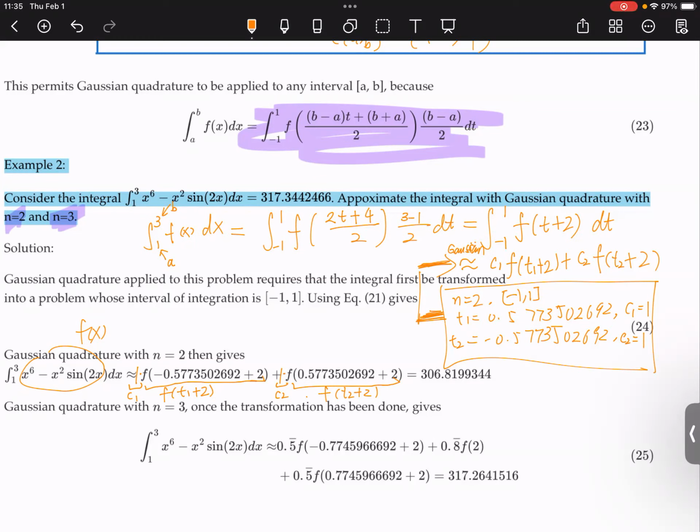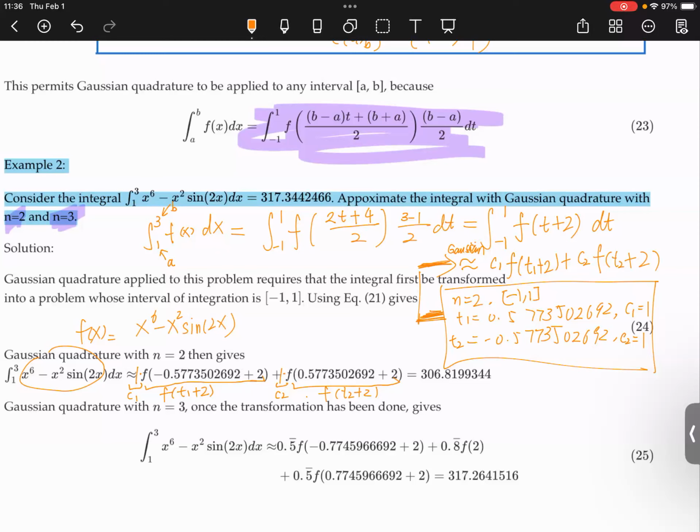The function looks like this: f(x) equals x to the 6 minus x squared sine 2x. Now, inside the parentheses, you get such a value, and you put that value into this function, then multiply by the weight 1 for each value you get, and do the sum here, and then you get this. Any questions here? How we get the integrals on this interval?